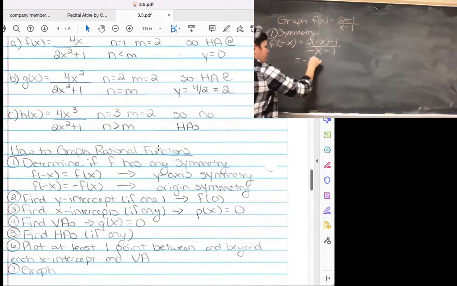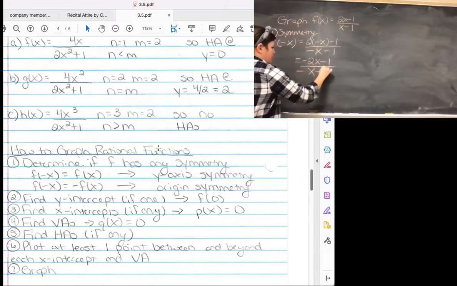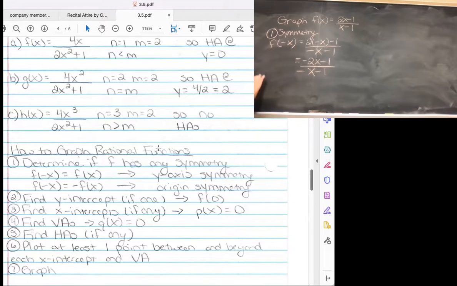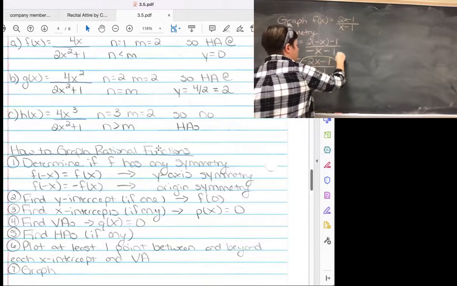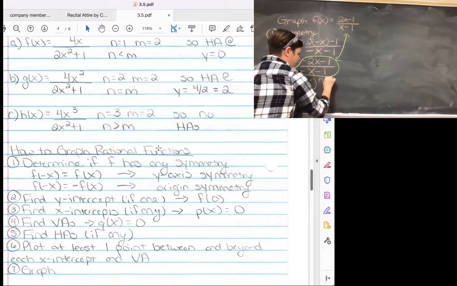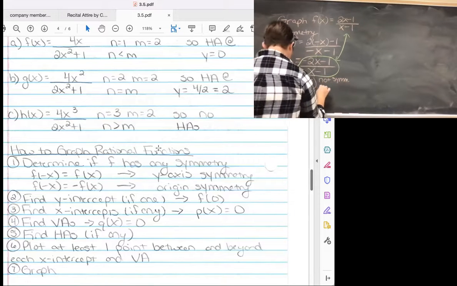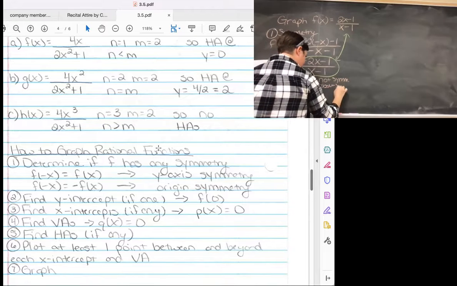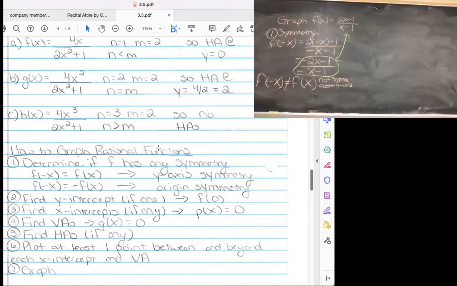Okay, so we have negative 2x minus 1 over negative x minus 1. So the question is, does f of negative x equal f of x? Does this right here equal our original equation up there? Well, the answer is no, because we have a negative in front of our 2x and a negative in front of our x, and we don't have that in our original equation. So f of negative x does not equal f of x. So we're not symmetric about the y-axis. That's what we found out. We are not symmetric about the y-axis.